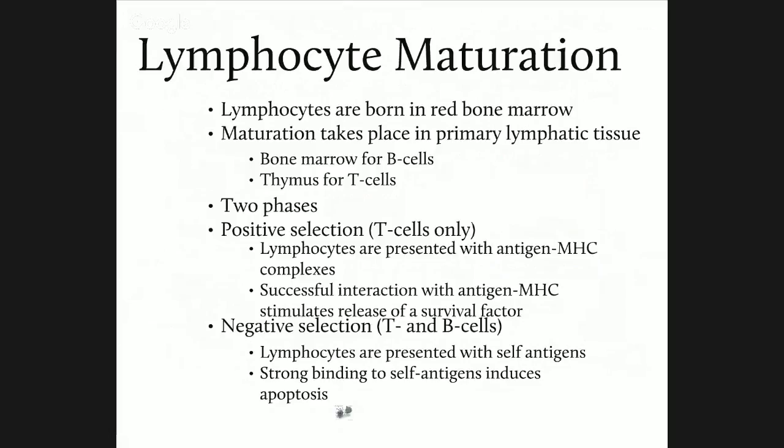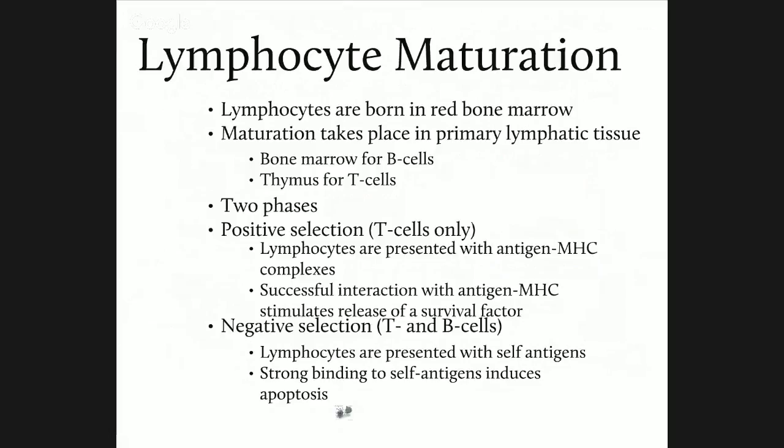In positive selection, the ones that successfully interact with MHC receive a survival factor, which is essentially a hormone called something like growth factor, probably. And it allows the cell to survive. Without that growth factor, without that survival factor, the cell dies. We'll talk about cell death in a little bit after we talk about negative selection.